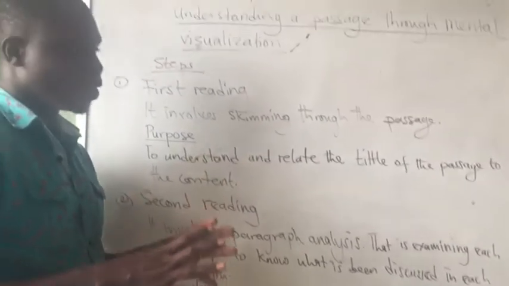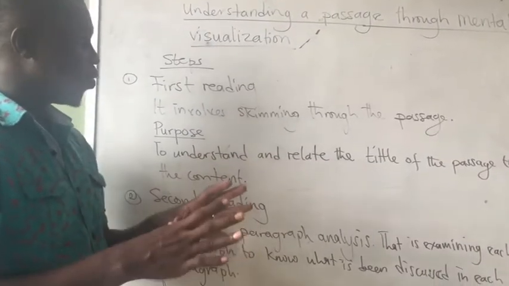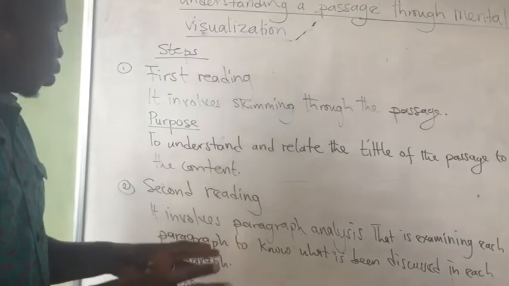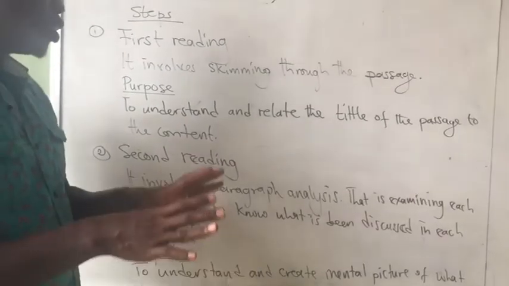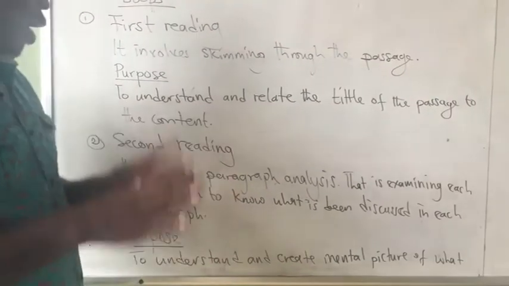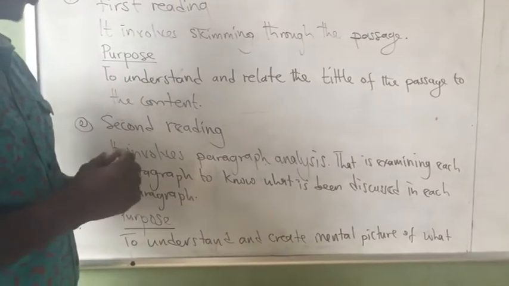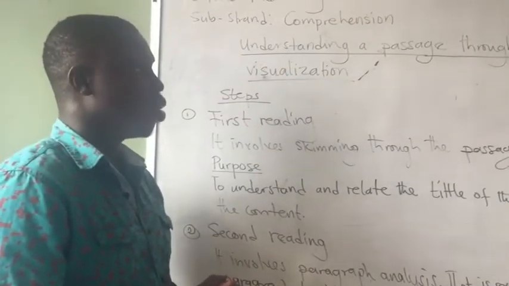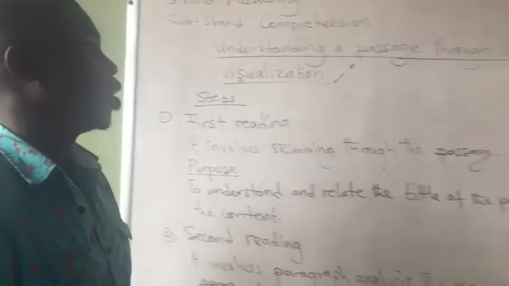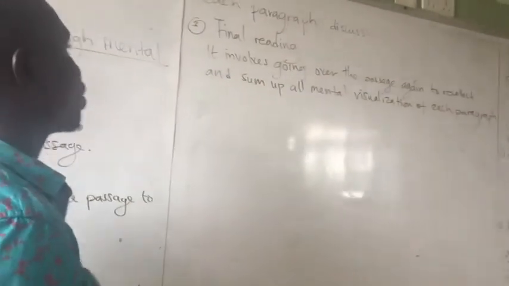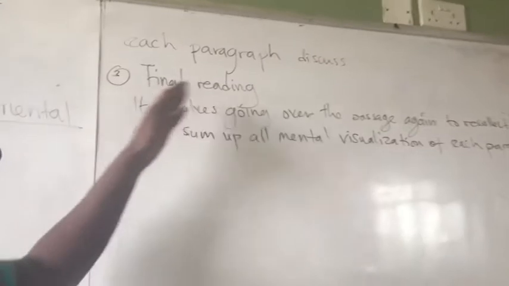So anytime you have a passage to read, take your time, do the first reading. When you are done, you take your second reading. In the second reading, you take your time and do paragraph analysis. It is best to understand the paragraph well so that you can answer all questions on it. Now let's go to the third step, which is the final one. It's called the final reading.